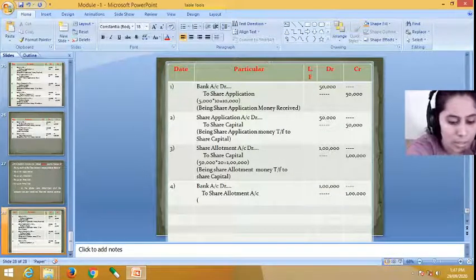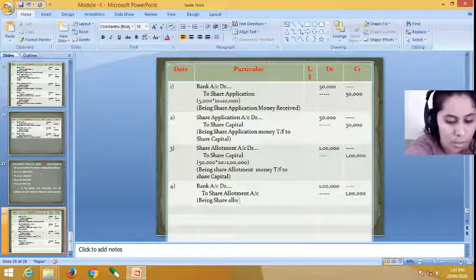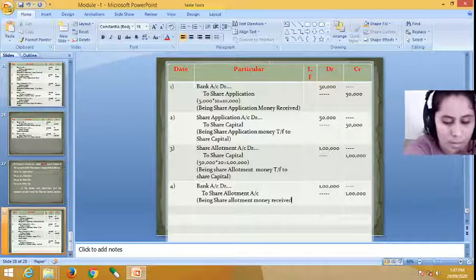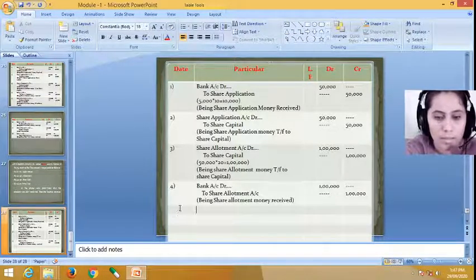So the narration is: Being share allotment money received.